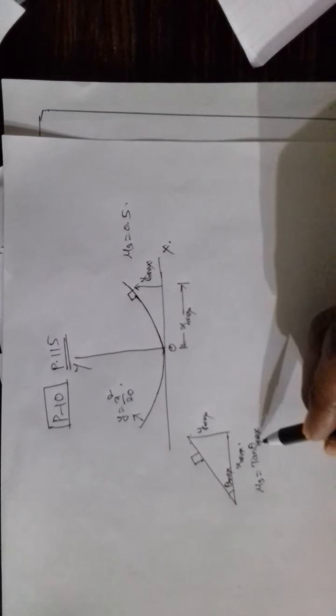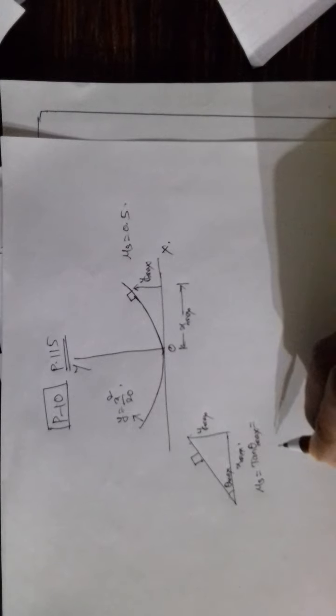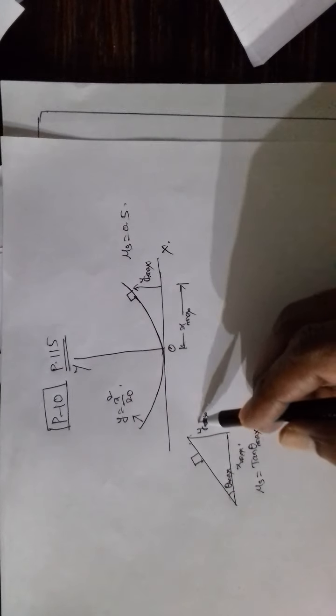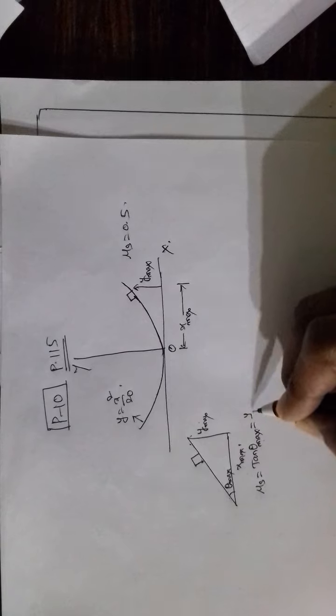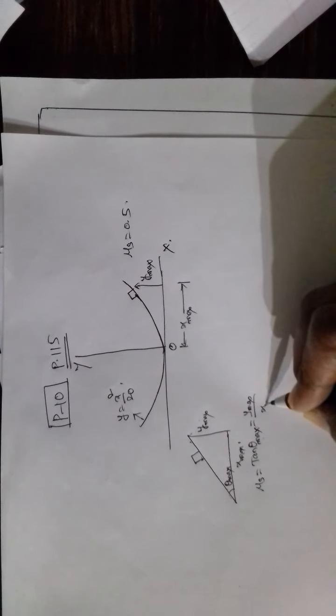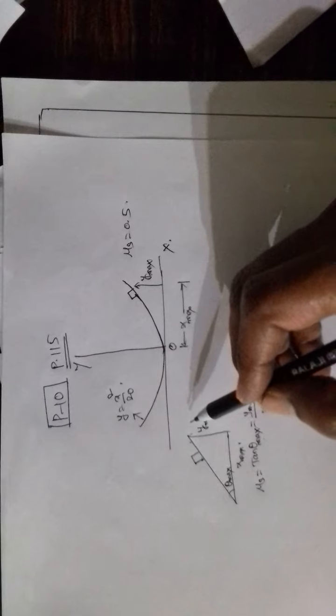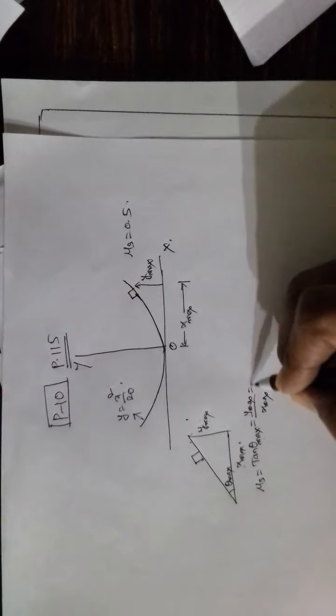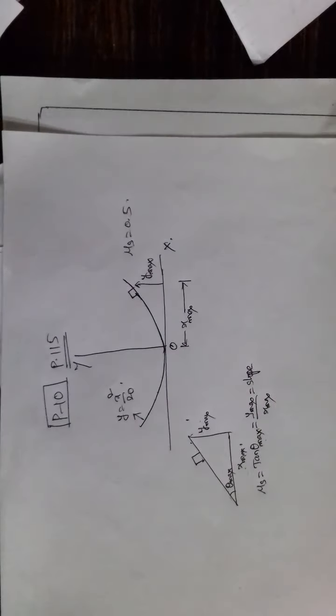Here tan theta maximum actually gives you what? Tan theta means opposite side by adjacent side. It is change in y coordinate by change in x coordinate. That is actually slope. Slope of the inclined plane. Then here, how to take slope of the curve?